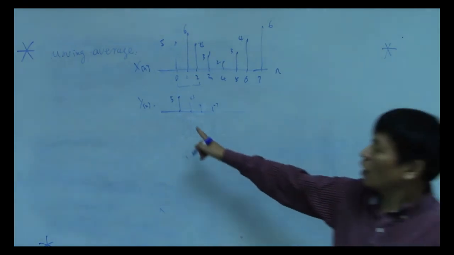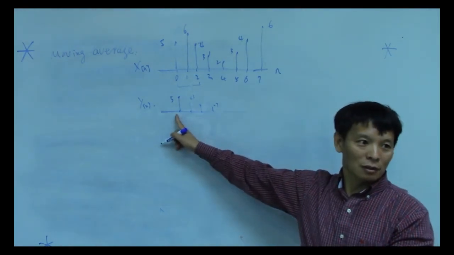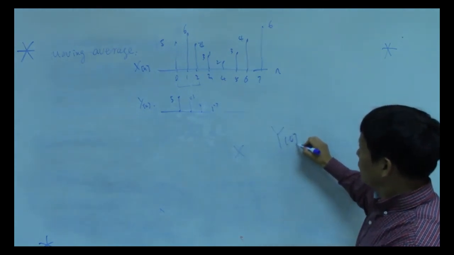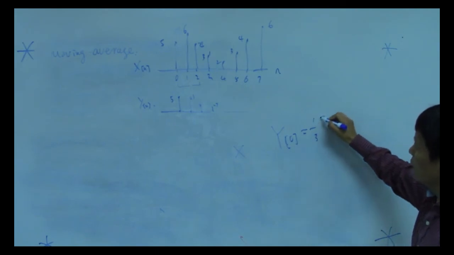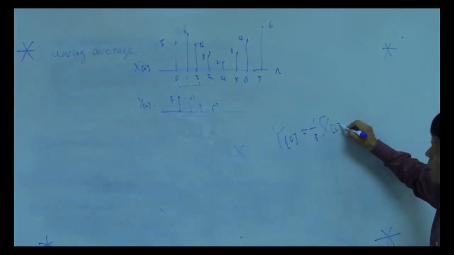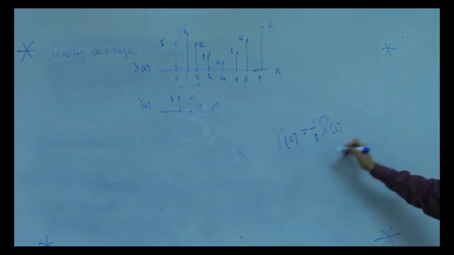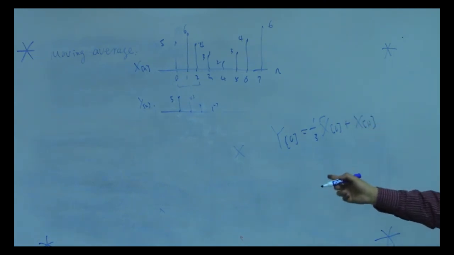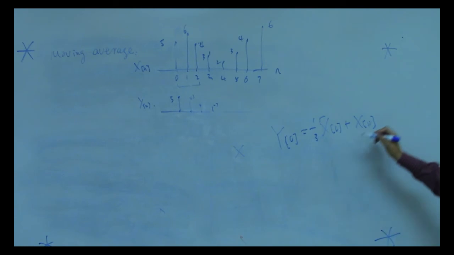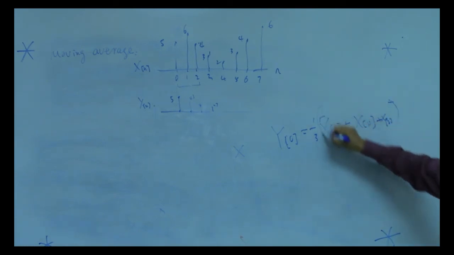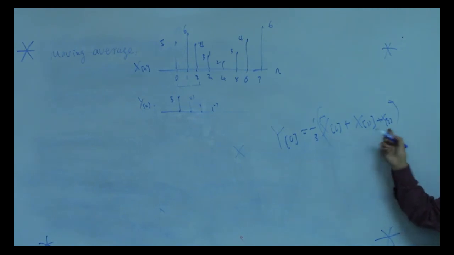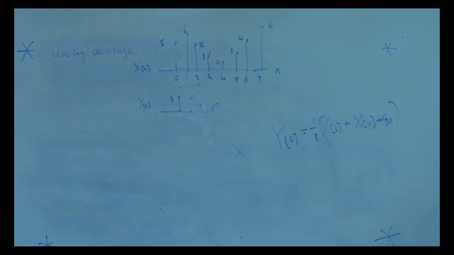So what is the output when n equals 0? So y[0] equals 1/3 of x[0], which you know at this time, then plus x[1], which we don't know, that is in the future, then plus x[2]. So this one good, this one not, this one not. So this is not a causal system. Okay?